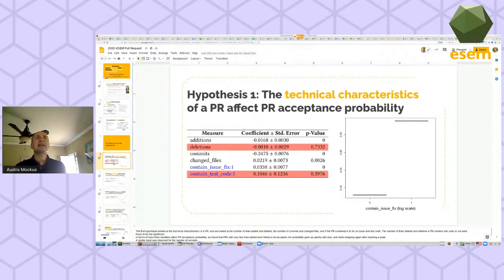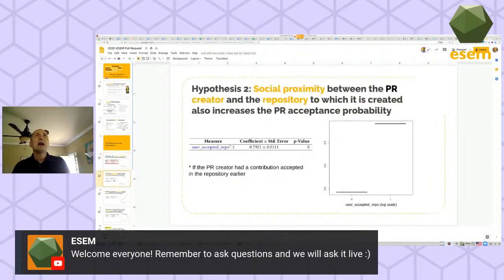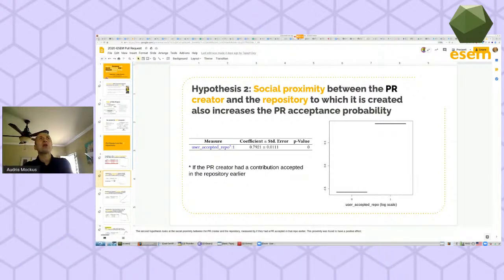And so the first hypothesis is that some specific technical characteristics of a PR affect its acceptance probability. And we basically look at how much code is added, how much deleted. So this thing has been studied quite a bit, and we can see that the additions, commits, whether it's a fix, these three things have actually statistically significant impact on acceptance. In particular, additions, the bigger things are less likely to be accepted. The more commits in a PR, the less likely it's going to be accepted. And then the bug fixes tend to be more likely to be accepted than non-bug fixes. Not surprising, that more or less verifies prior work.